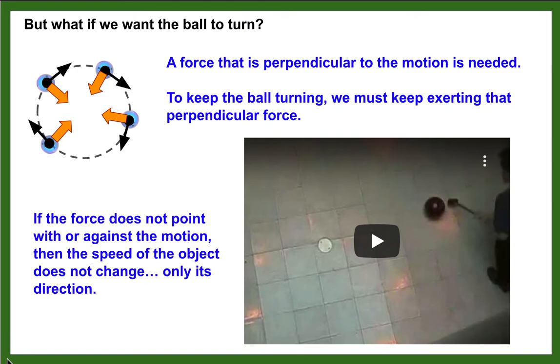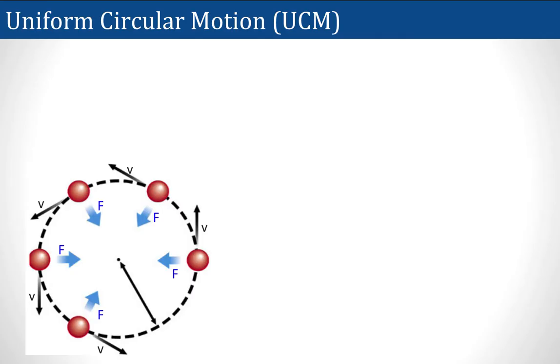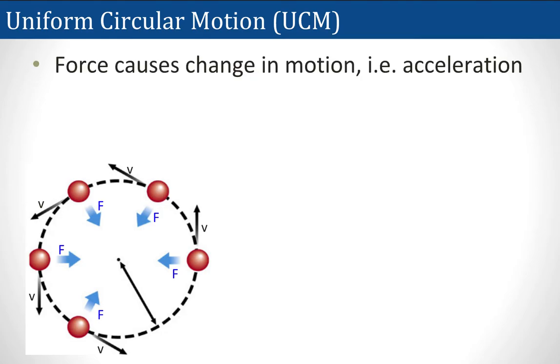Now, if that's the case, and it really is kept perpendicular to the motion, what we find is that the speed of the object doesn't change. It doesn't speed up or slow down. It's just the direction of the object's motion that changes. So this is a new type of motion called uniform circular motion, where an object moves along a circular path, but it does it in a very consistent way with a constant speed.